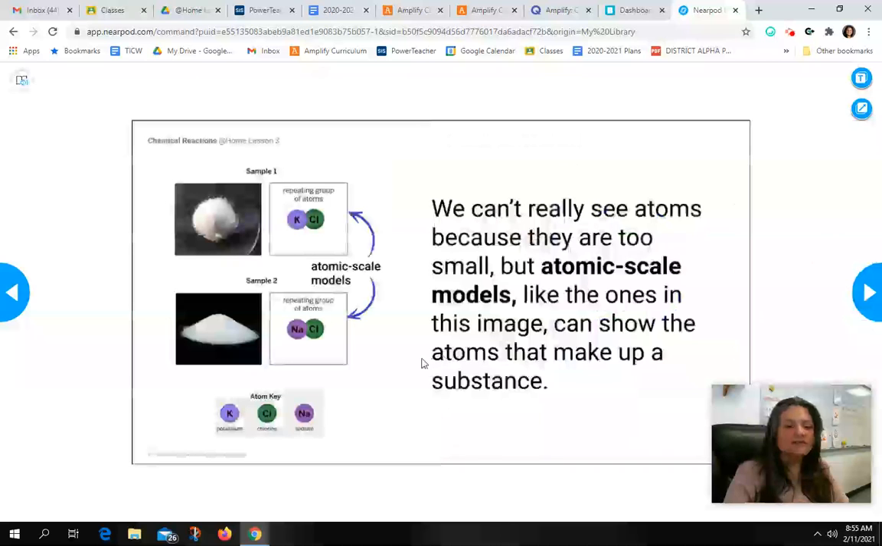So we can't really see atoms because they're too small, but atomic scale models like the ones in this image can show the atoms that make up a substance. So here we have what they're calling sample 1 is made up of a potassium atom and a chlorine atom. And here it's a repeating group of atoms. So it's not just one potassium and one chloride that's here. There's lots of those pairs over and over and over. And same thing with the sodium chloride. So we have a sodium chloride molecule, and those are repeating over and over and over again to get the pile of salt.